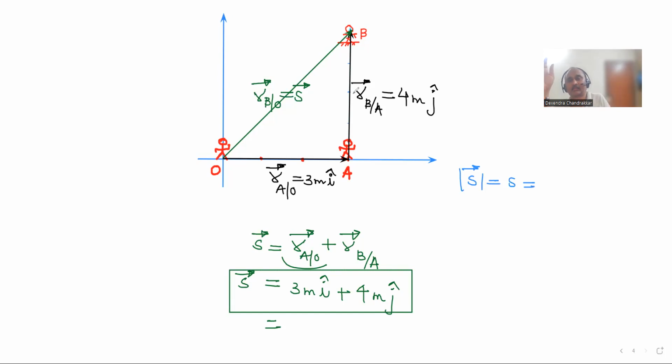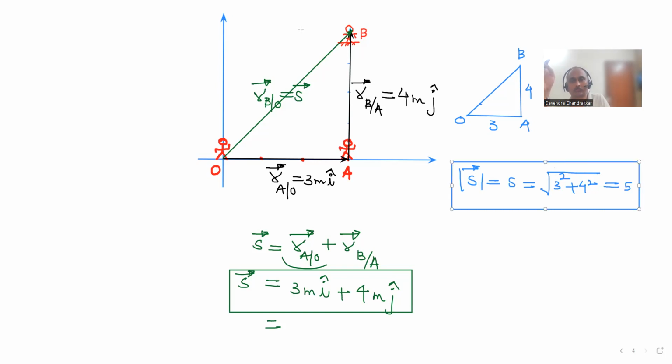Draw the right angle triangle OAB. This is O, this is A, this is B. This is 3, this is 4, right? This is the hypotenuse of it. So the magnitude of S vector, that is S, is equal to the square root of 3 square plus 4 square, and this is 5. Yes or no, all of you? Yes, sir.